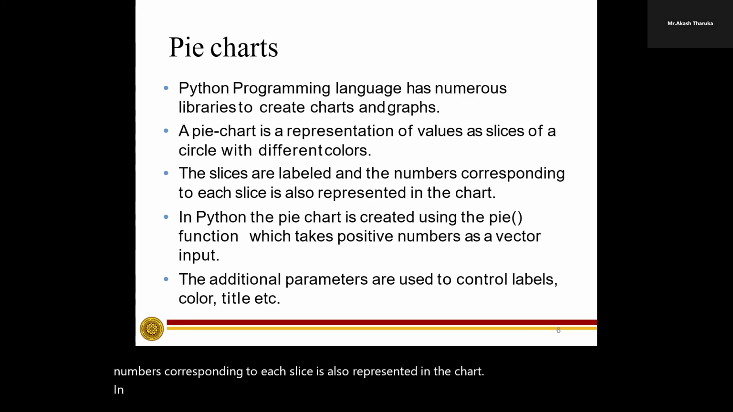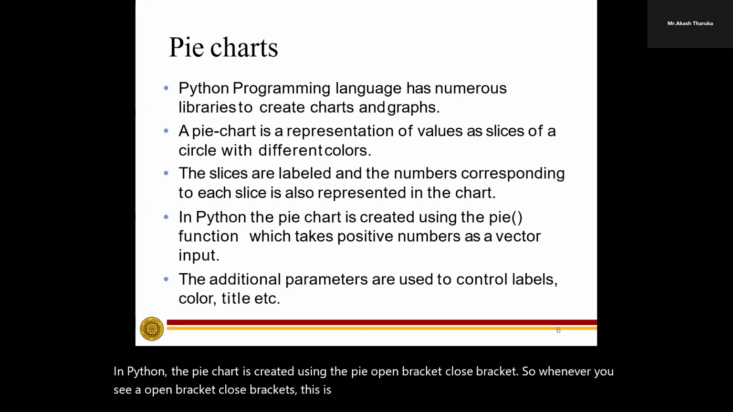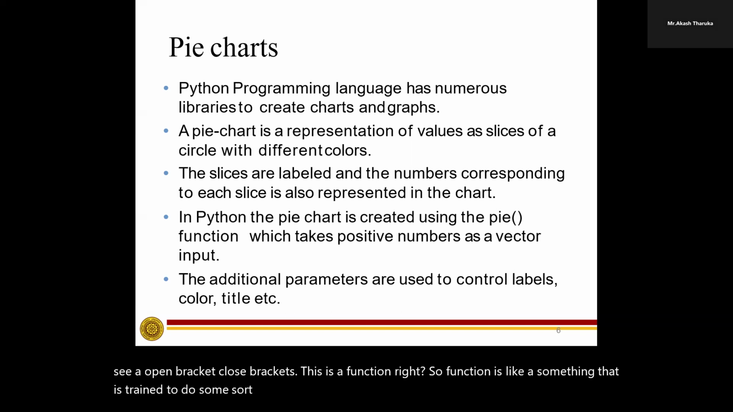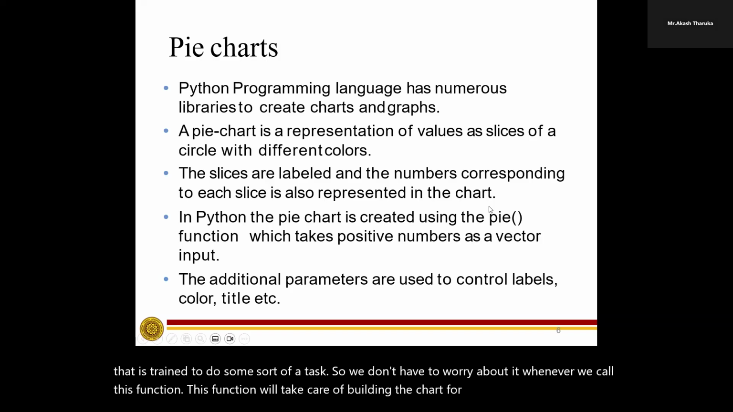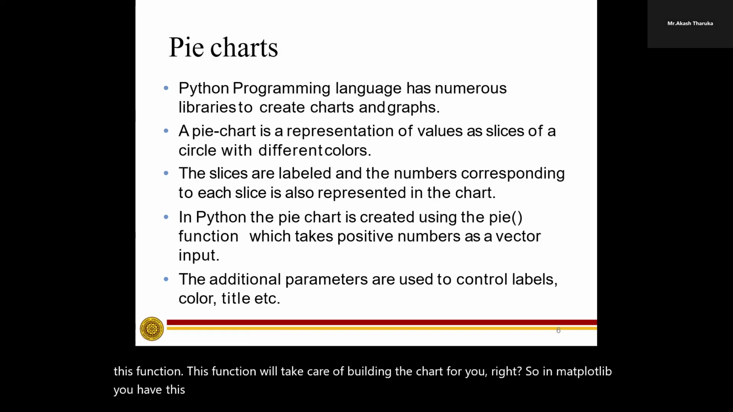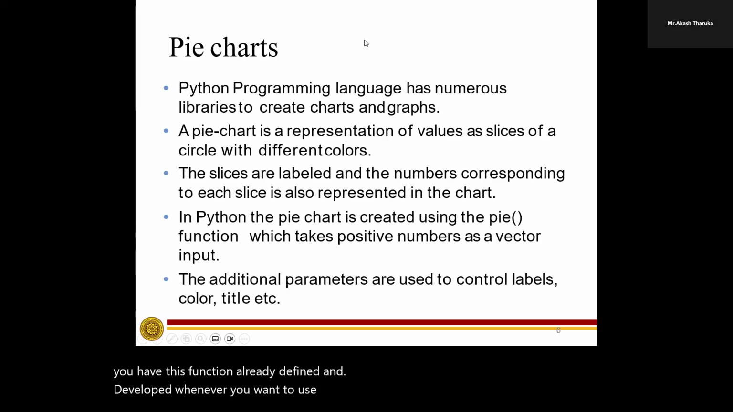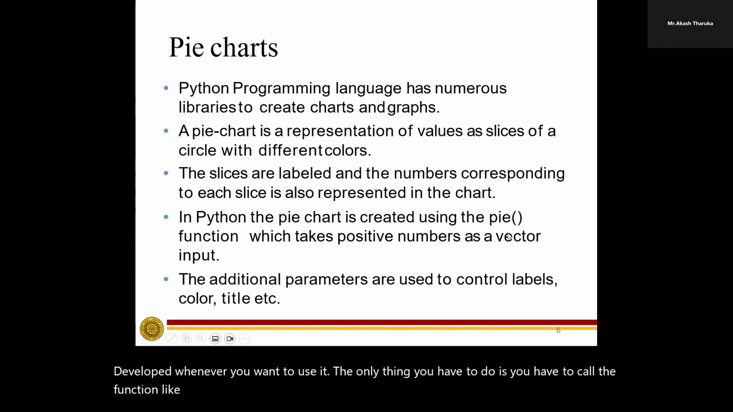In Python, the pie chart is created using pie(). So whenever you see open and close brackets, this is a function, right? A function is something that is trained to do some sort of task. So we don't have to worry about it. Whenever we call this function, it will take care of building the chart for you. In Matplotlib, you have this function already defined and developed. Whenever you want to use it, the only thing you have to do is call the function, like pie. When you say pie, that function will be called and the graph will be drawn on your desktop if you use it properly, right?